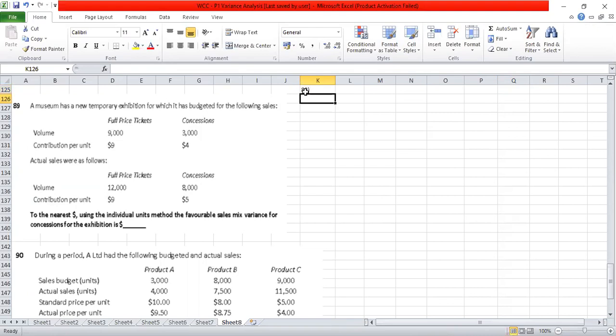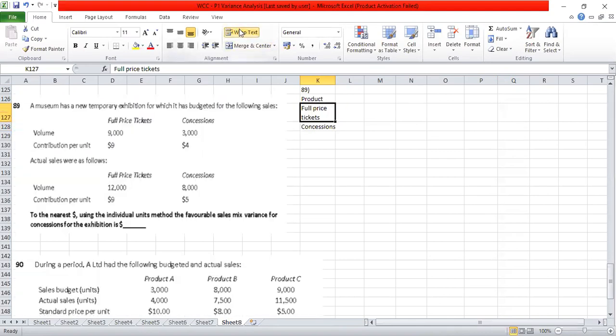We can name these two types of products. The product can be taken as full price tickets, and the next one is concessions. The volume, or the number of tickets sold under standard, let's put it as standard volume. We see it is 9,000 and 3,000.